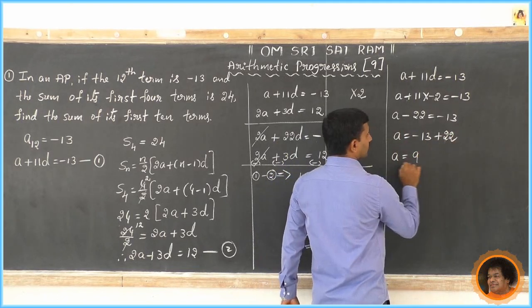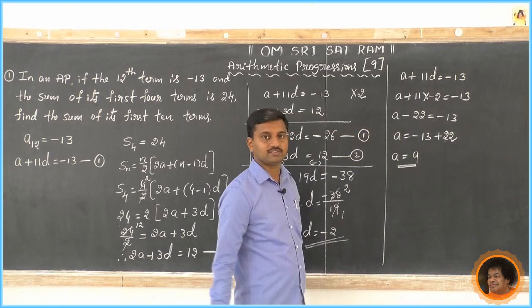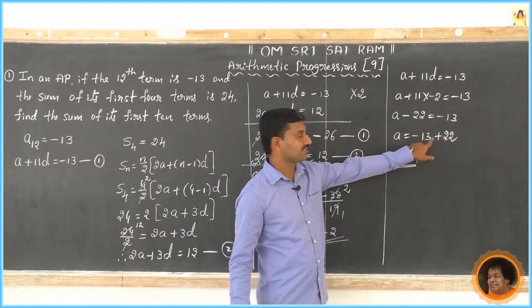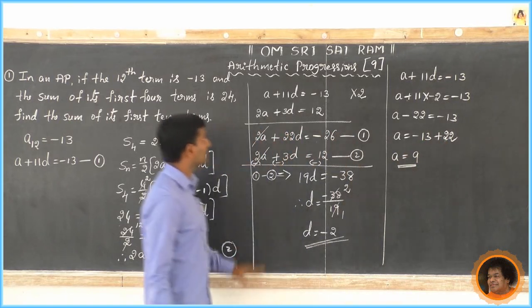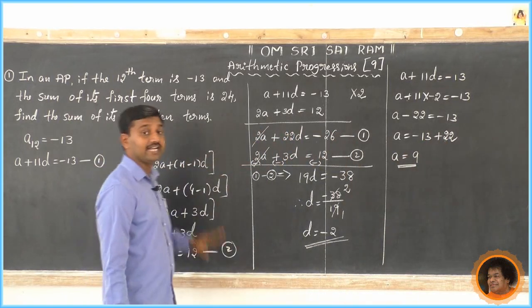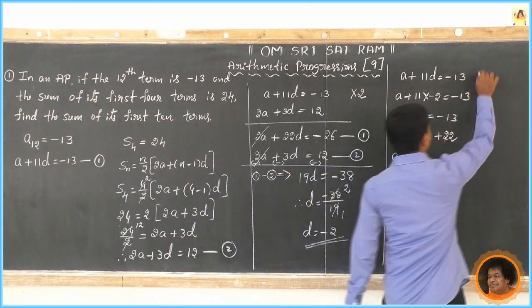So that is a equal to 9. So first term is 9 plus 9 minus 13 plus 12 equal to 9. So next, what is the question? Find the sum of the first 10 terms. How to find the sum of the first 10 terms?